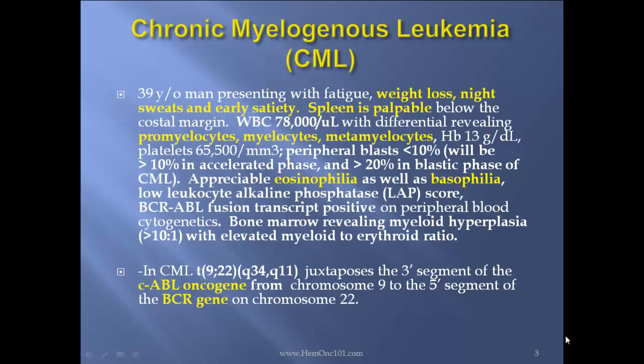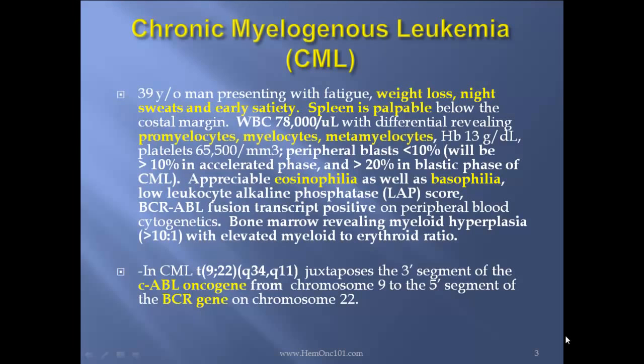Hemoglobin 13, platelets 65,000, peripheral blast less than 10%. Remember, will be between 10 and 20% in the accelerated phase and more than 20% in the blastic phase of CML. Appreciable eosinophilia as well as basophilia. Low leukocyte alkaline phosphatase score. BCR-ABL fusion transcript positive on peripheral blood cytogenetics.